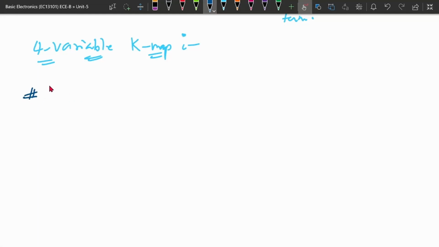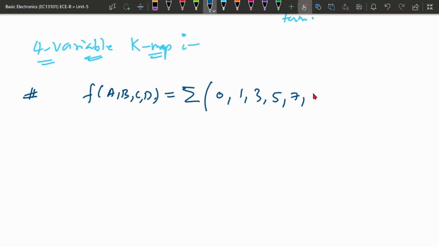For 4 variable K-map, we have already seen how it is drawn. Next we will take an example where 4 variables are there: A, B, C, D. The function has different minterms: 0, 1, 3, 5, 7, 8, 9, 11, 13 and 15. Suppose these are the different minterms that define the function F.